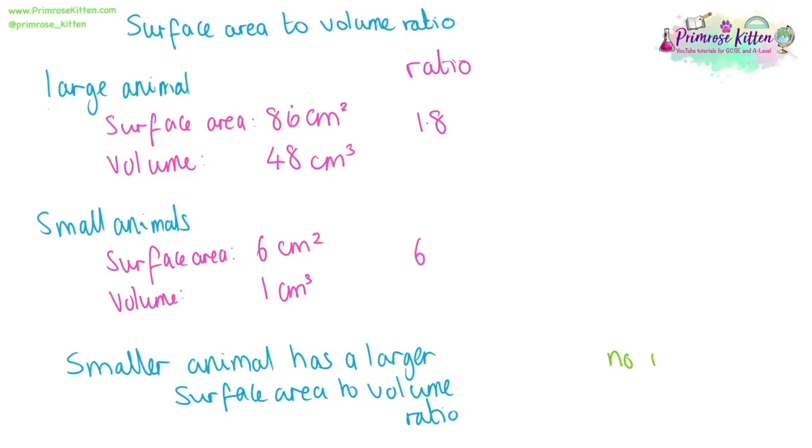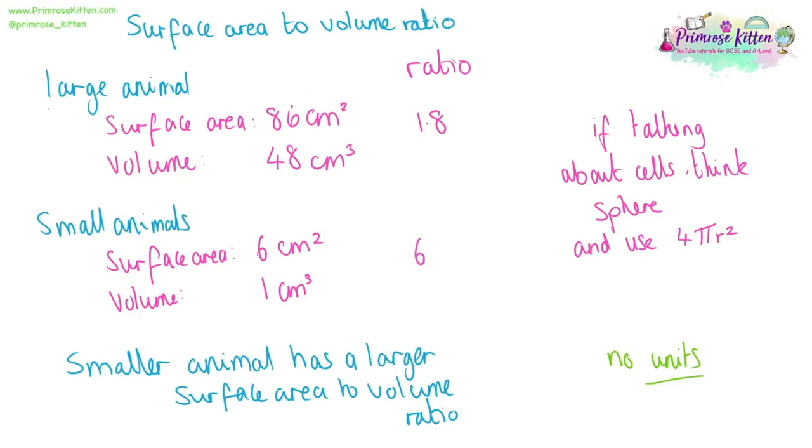A few maths hints to take note of here: there are no units for a ratio. If the question is talking about cells, think sphere and use 4 pi r squared. For a circle, it is pi r squared, or for a cylinder, it is 2 pi r h plus 2 pi r squared.